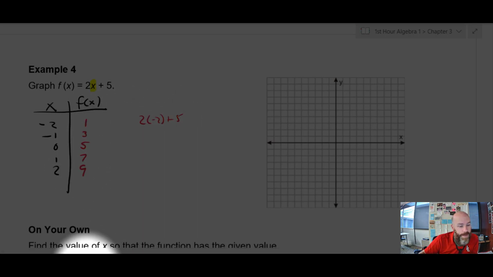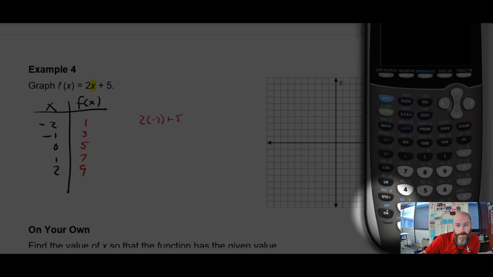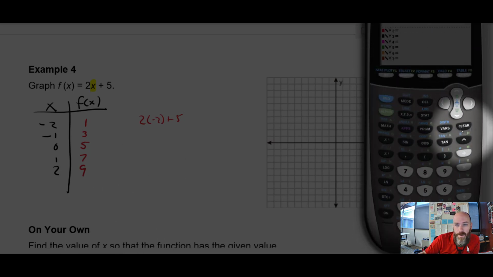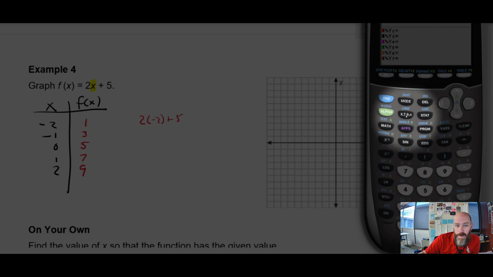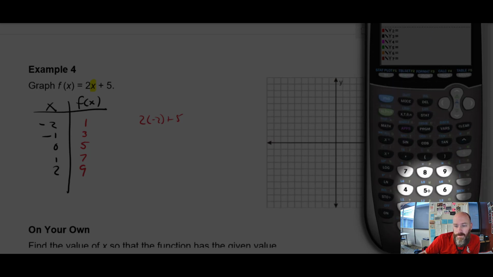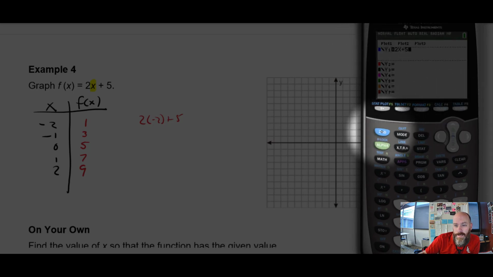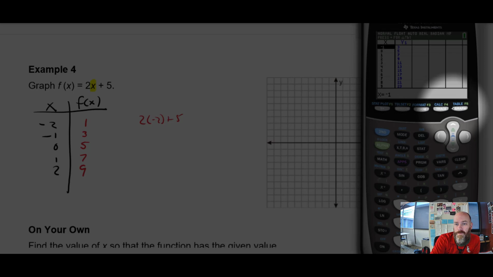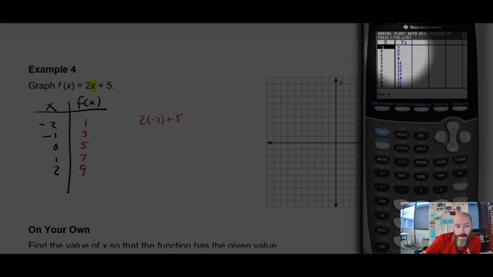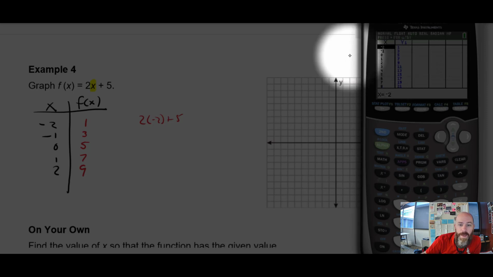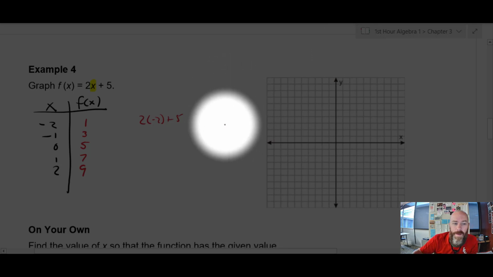Or if you don't want to do them by hand, you could use your handy dandy calculator. Go to your y equals here and just type in 2x plus 5. Helps if you can see what I'm doing here. 2x plus 5. And then I can hit second and then table. And then I can look at my table of values here. I can see that I have my 1, my 3, my 5, my 7, and my 9. So I can use my table of values from my calculator and then just transfer them over to my paper and my graph.